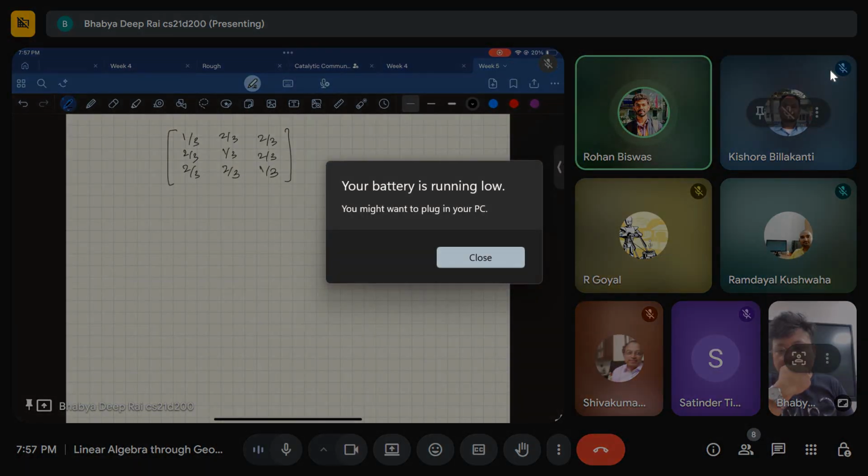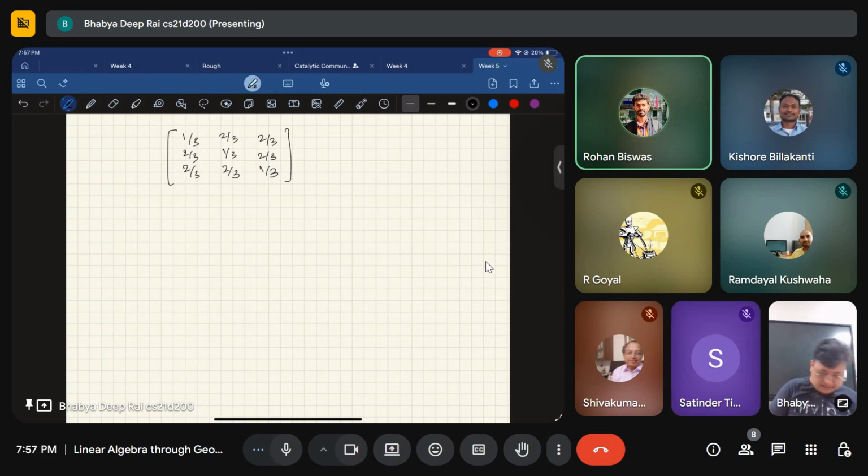We can use the fact that T square equal to I. So Tx equal to lambda x, and we'll apply T again. Just one moment, I'll charge, my battery is about to run out.